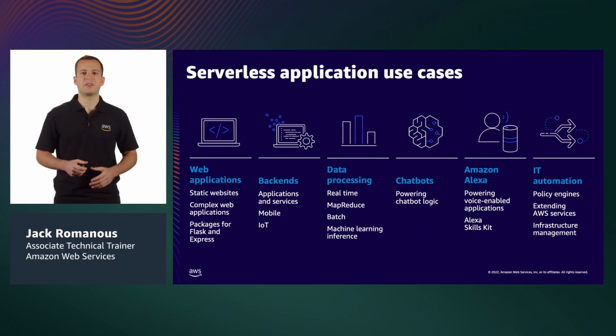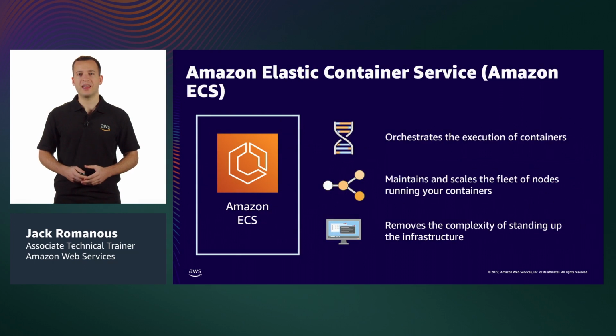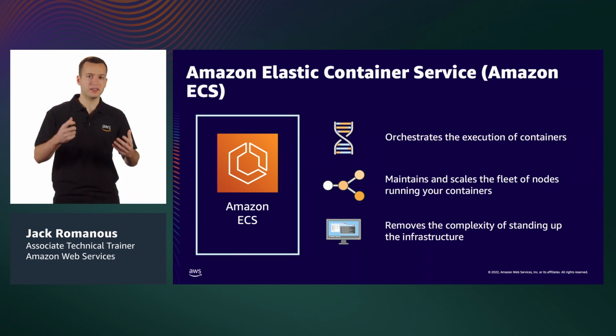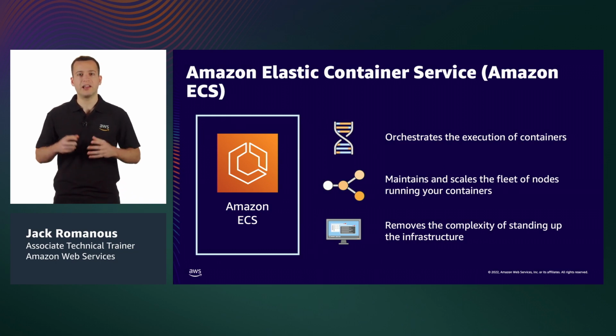But what if you have a job or something that is going to take a short period of time, but needs to run longer than it could within Lambda? Containers can really help us here. Amazon's Elastic Container Service, or ECS, is perfect for orchestrating the execution of your containers. This can be done on EC2 or even have ECS manage the infrastructure deployment for you. It maintains and scales the fleet of nodes that run your containers and removes the complexity of standing up the infrastructure. Containers give us a balance between the long-running compute that EC2 gives us, whilst also being extremely quick to scale and run, which is where Lambda excels.